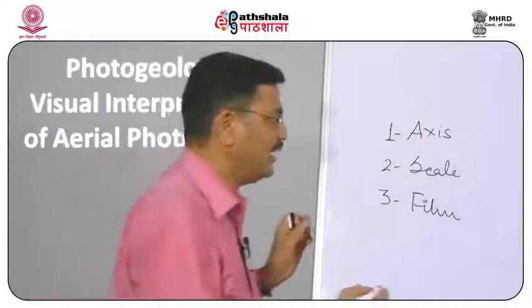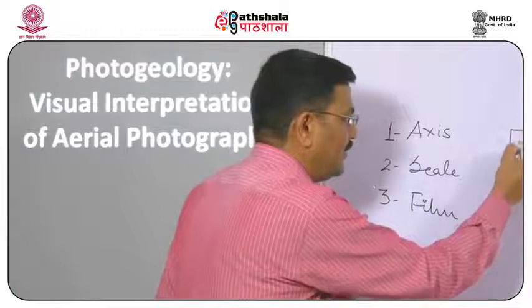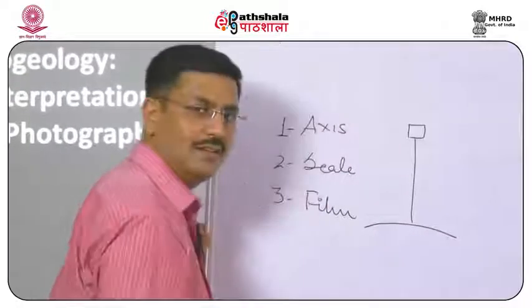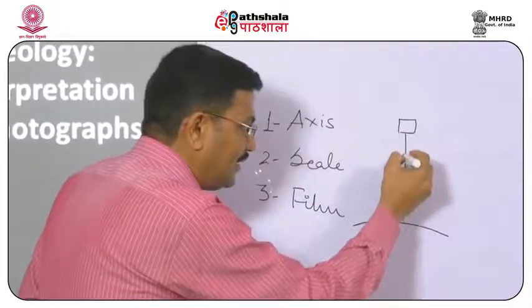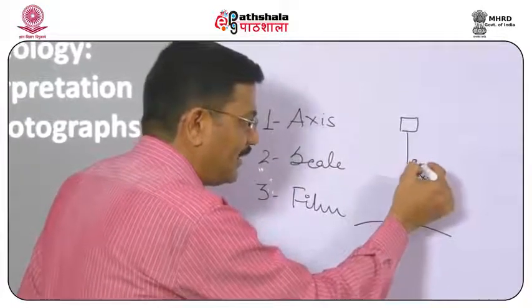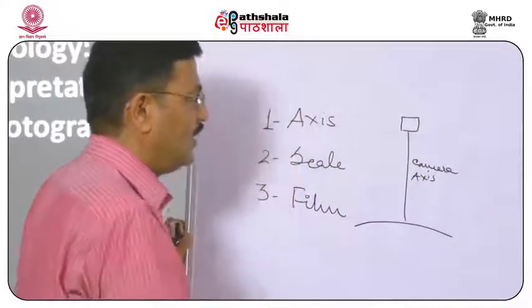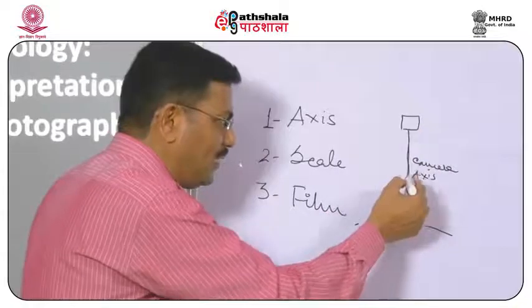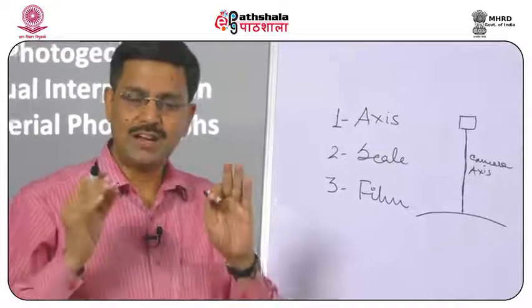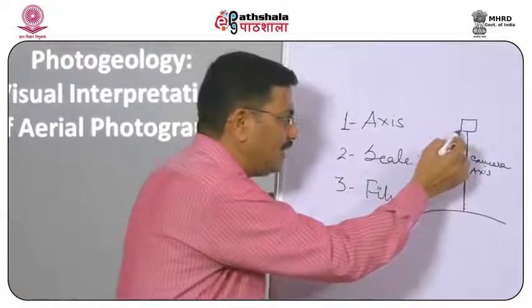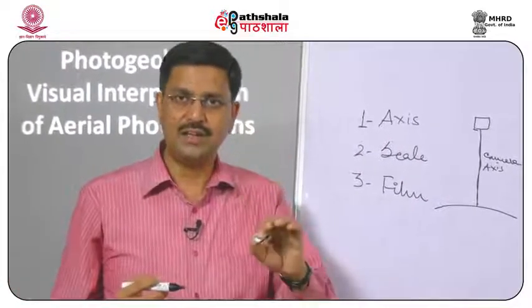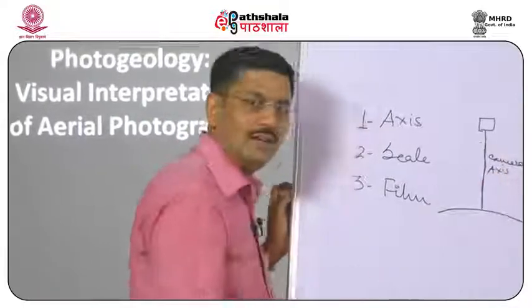Suppose this is an aerial camera, and you are taking a photograph of a particular part of the surface of the earth. This vertical line is called the axis, that means the camera axis. We keep the axis perpendicular to the surface of the earth. But in spite of due care, when the camera is fitted in an aircraft or a balloon and the photograph is taken, the camera gets tilted a little bit.